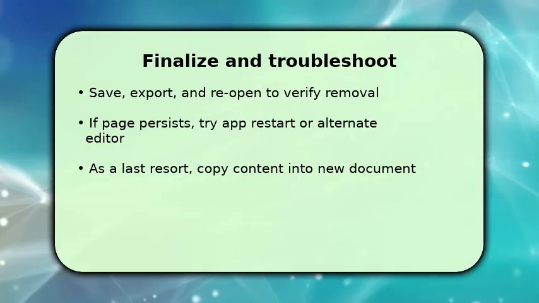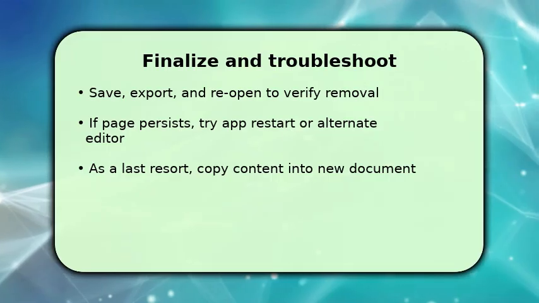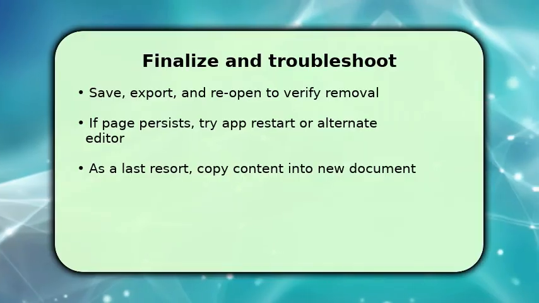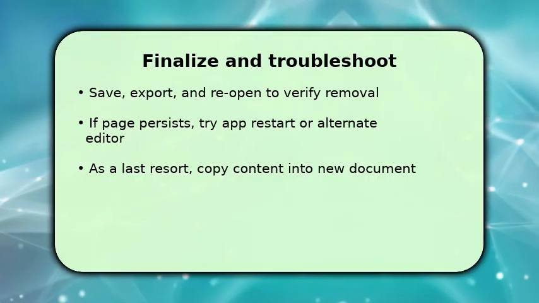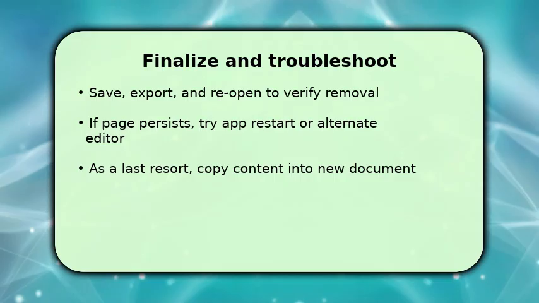Next, try opening the file in a different mobile editor or a cloud version that often reveals embedded objects. If nothing works, copy visible content into a new document, paste without formatting, and save. This reliably removes hidden markup. One tip: keep your backup until final verification is complete.